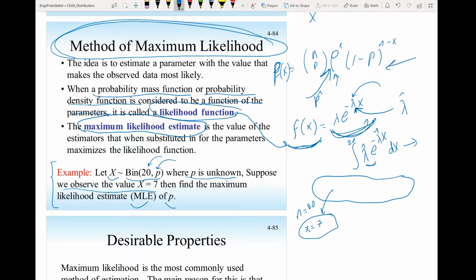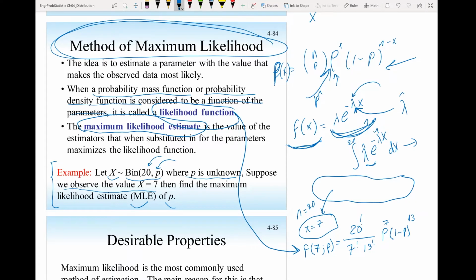So to solve this problem, first express the probability mass function. So that will be 7, the number of successes, and I will put p here because I don't know the value of it. Since this is a binomial, the probability mass function will be n factorial divided by x factorial, which is 7, times n minus x, that's 13 factorial, times p, the probability of success that I don't know and am trying to estimate, times 1 minus p, the probability of failure, to the power 20 minus 7, that's 13 failures. So now all I did is find the likelihood function.